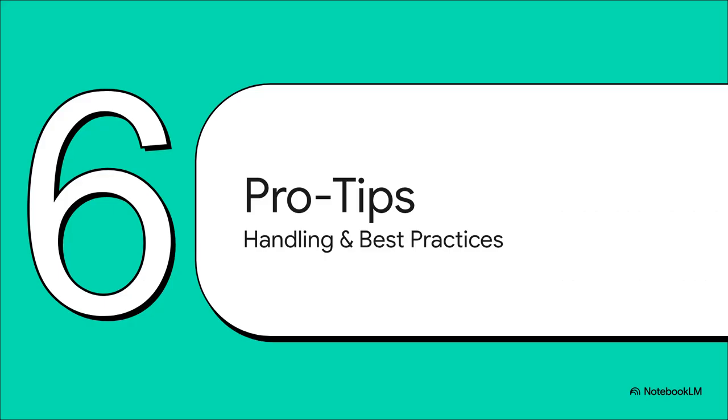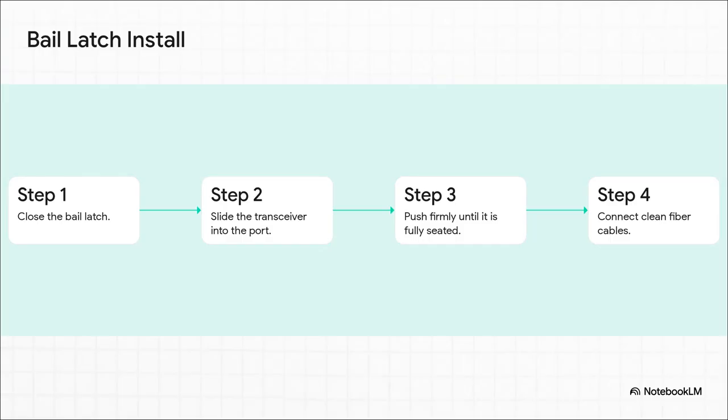Okay, we've made our choice, we've checked compatibility, we have the right gear. Let's finish up with just a few practical, hands-on tips to make sure your installation goes off without a hitch. For the actual installation, it's a simple process. Make sure the bail latch is closed, then slide the transceiver into the port. You'll want to push firmly until you hear and feel it click right into place. Then, and only then, do you connect your fiber. And notice that I said clean fiber cables. There's a really good reason for that.